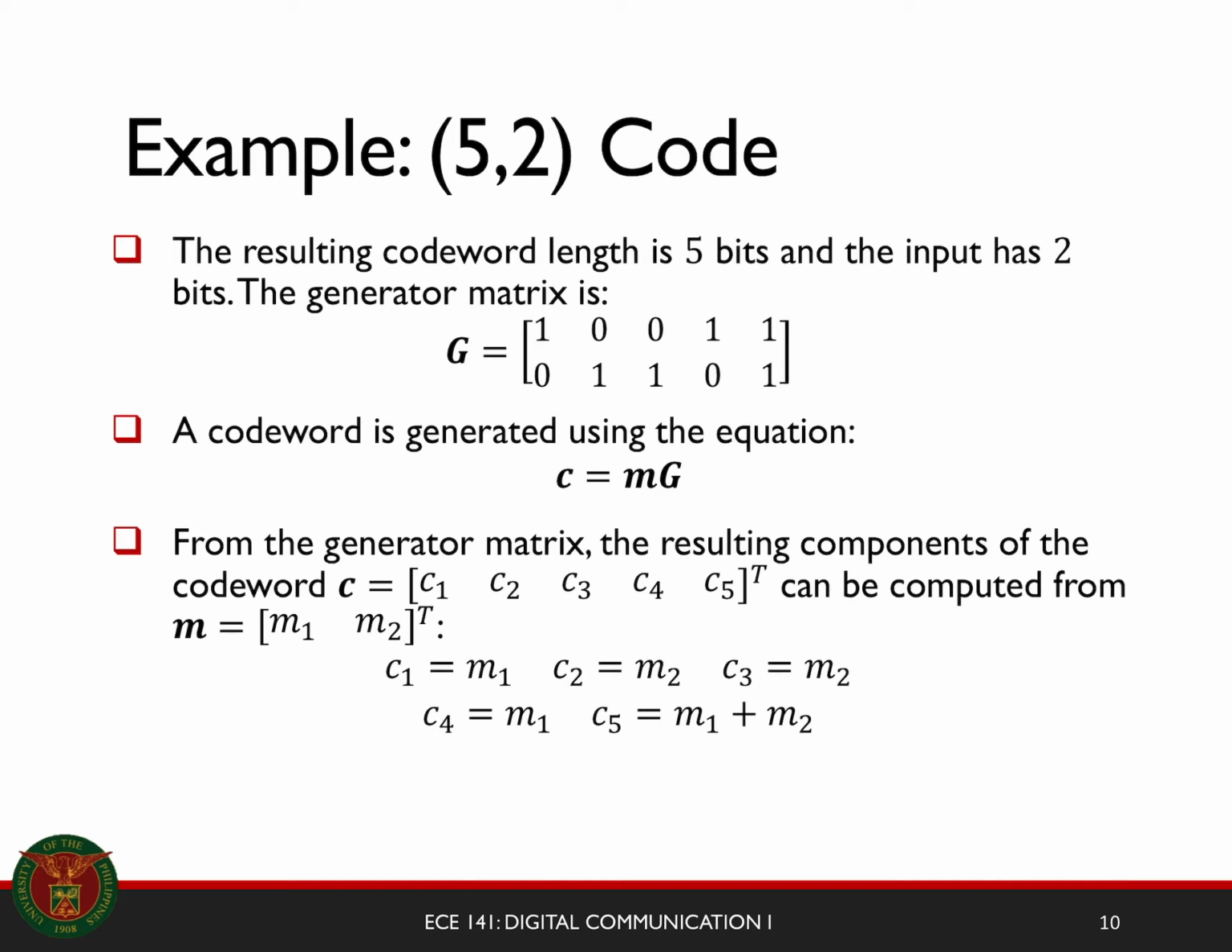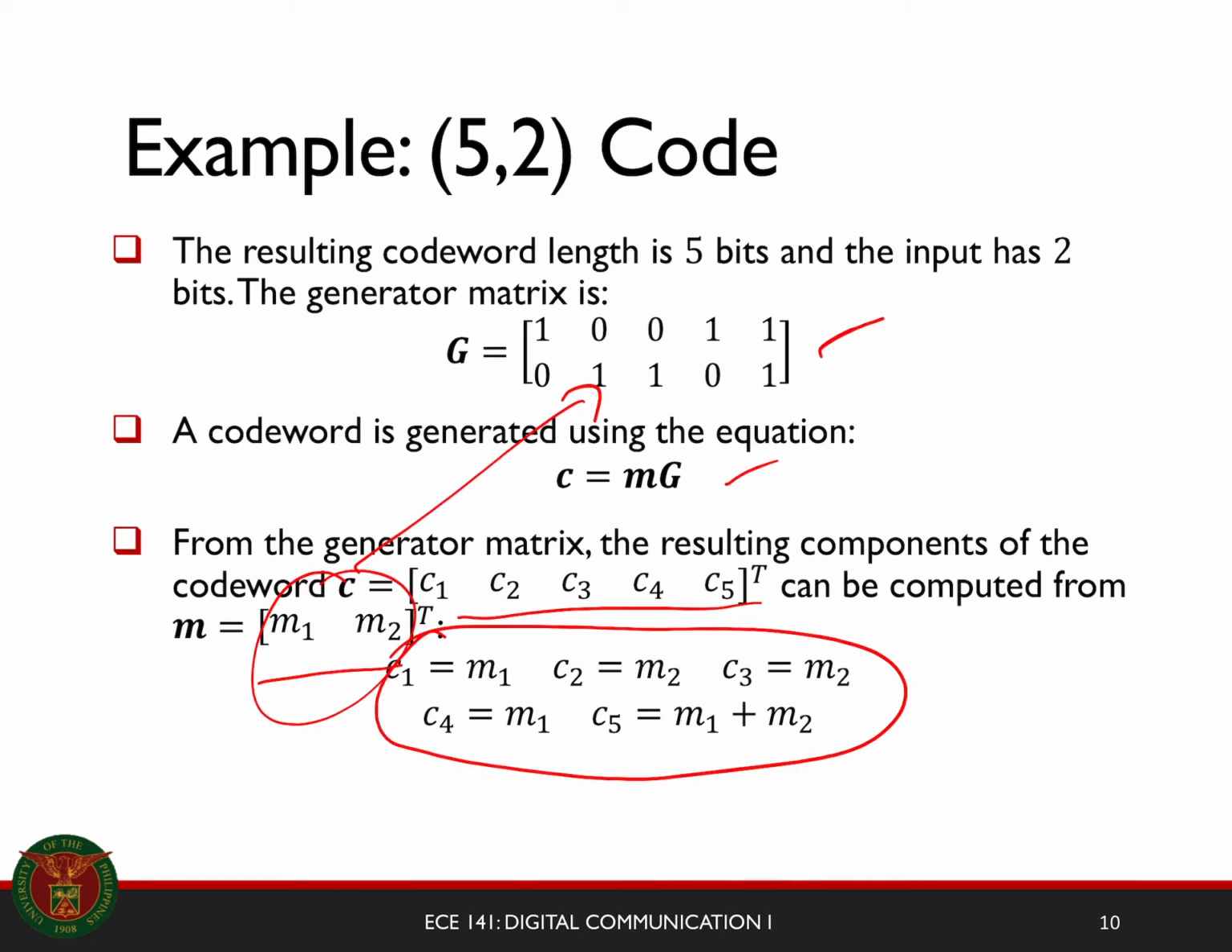So we have a 5-2 code. That's the same code that we had earlier. Your generator matrix G is this, and a code word is generated by this equation. So we want to list all the possible code words. Let C be equal to this, your M is equal to this. By multiplying this M with the generator matrix, you'll end up with this set of equations relating C1, C2, C3, C4, and C5 to M1 and M2.